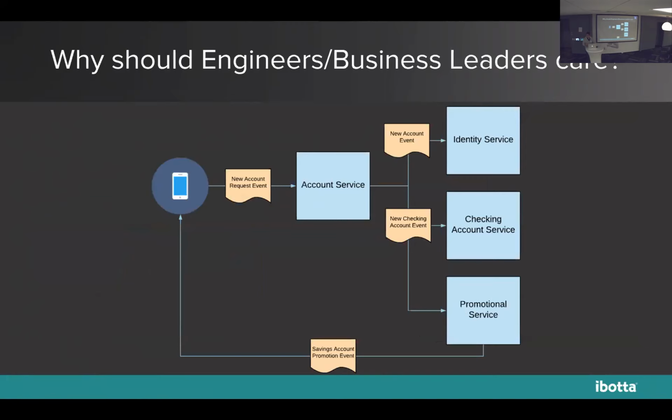So we might engineer something like this, right? Create a promotional service that becomes a consumer of that new checking account event. That promotional service is in charge of just listening for these events, and it might do something like send a savings account promotional event back to the user. This is like a perfect example of capitalizing on that type of information from a business standpoint, but there's also engineering aspects to it as well.